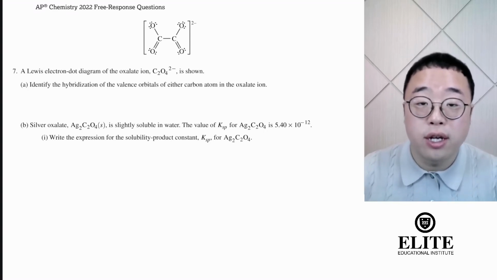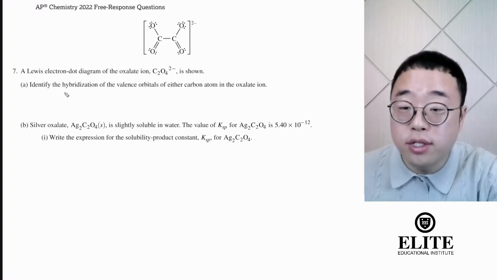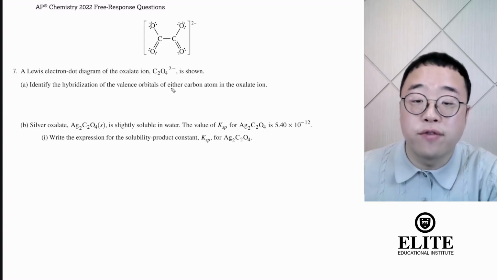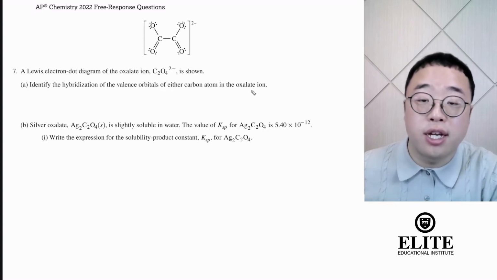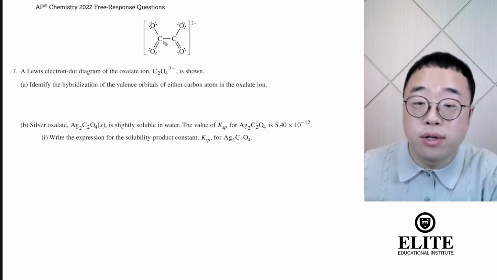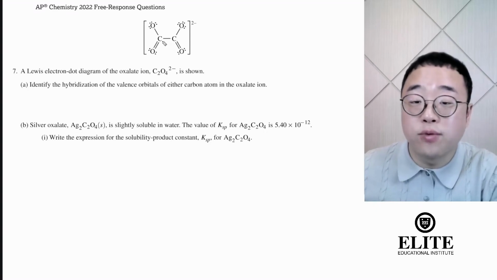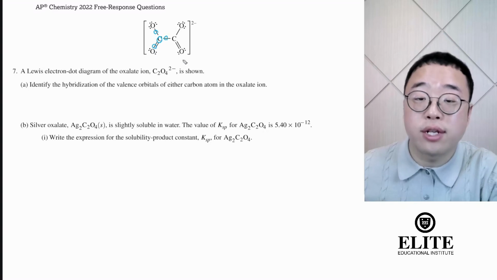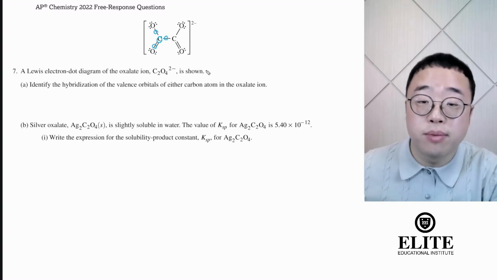Today, we want to take a look at one of the questions from AP Chemistry. So first, identify the hybridization of the valence orbitals of either carbon atoms in the oxalate ion. In order to solve this question, we have to count how many electron-dense areas are around each carbon. There are 1, 2, 3 electron-dense areas around each carbon.